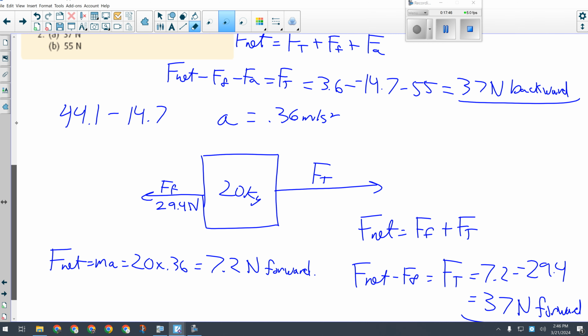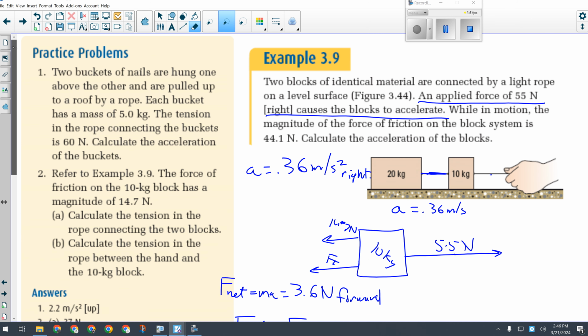Okay, I want you guys to try question number 1. Start with a diagram. It is very similar to this one, and it's an elevator at the same time.